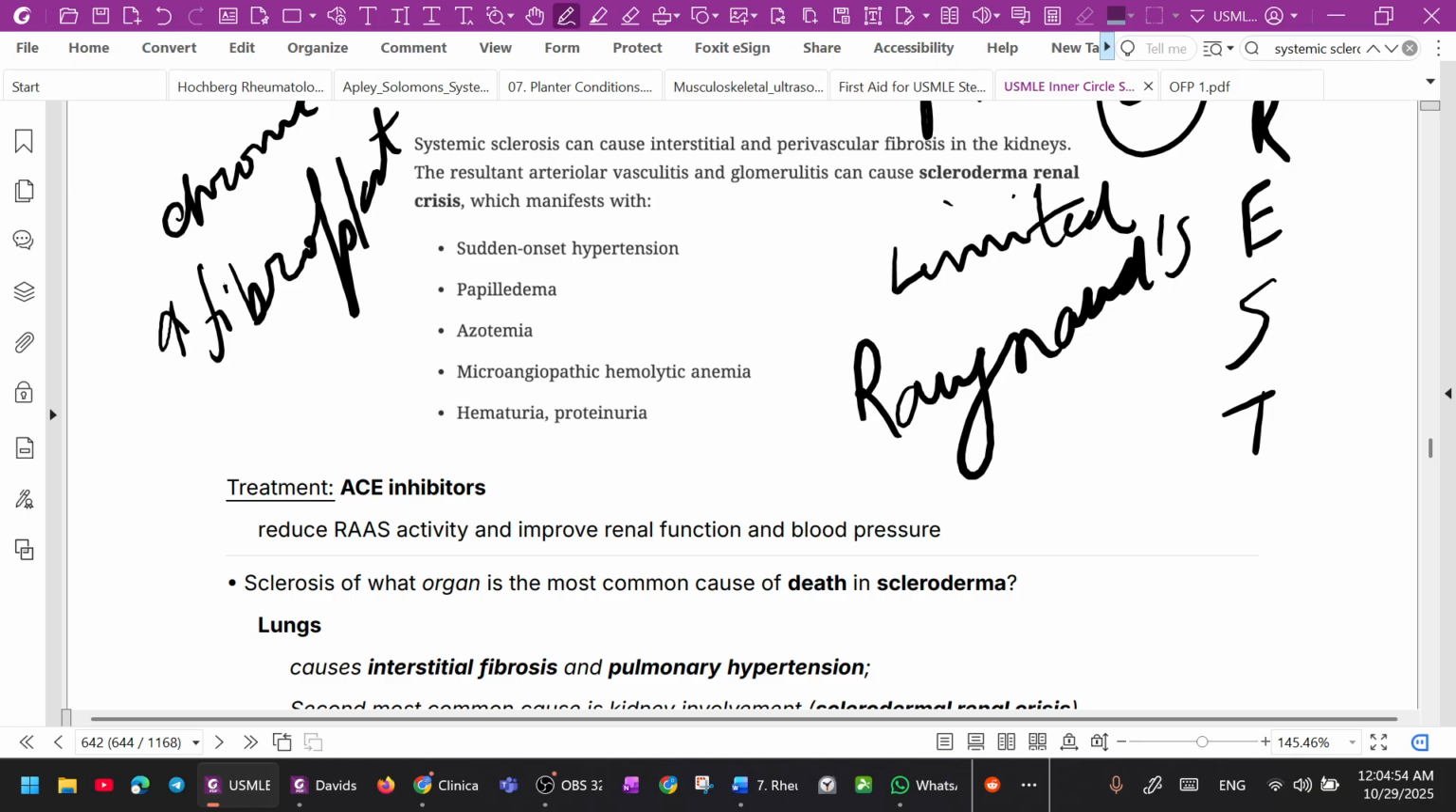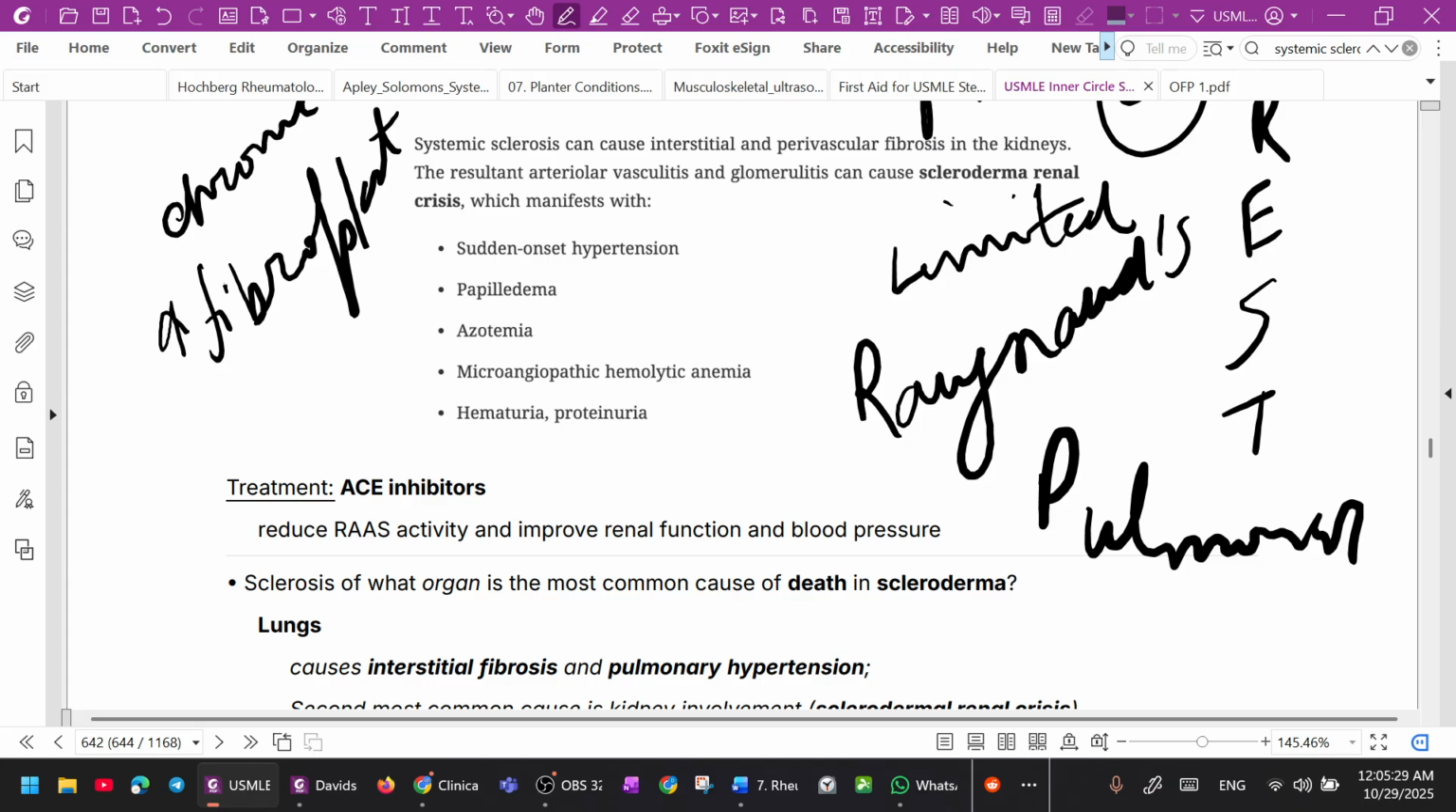The most important thing in the limited variety is that pulmonary hypertension can happen. Pulmonary hypertension is one of the later complications in such a patient. So, malabsorption and pulmonary hypertension. We know that it is very difficult to distinguish between ILD, interstitial lung disease, and pulmonary hypertension as the cause of breathlessness in systemic sclerosis.